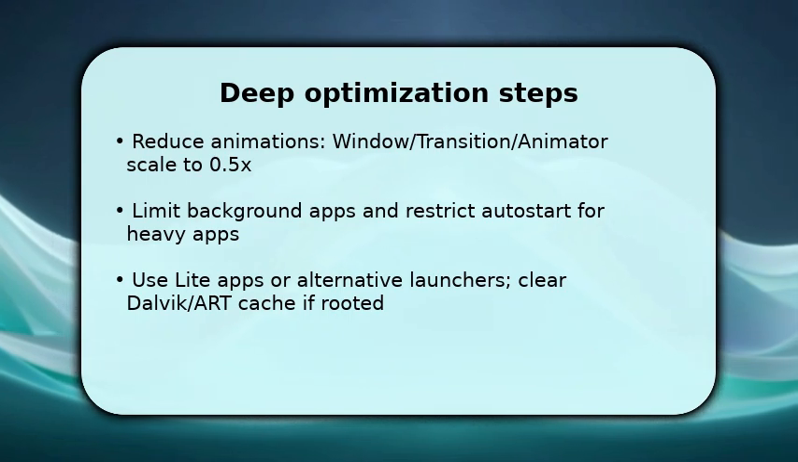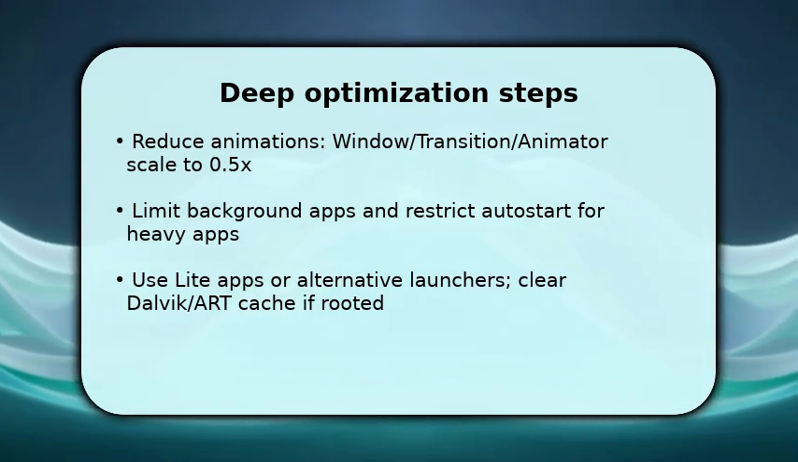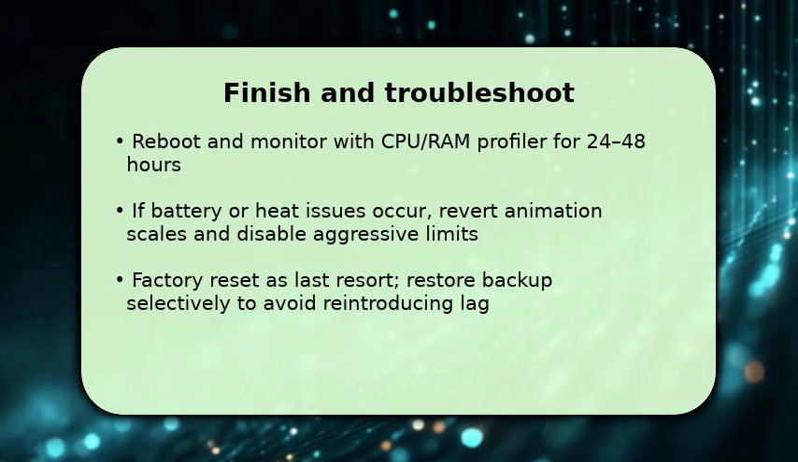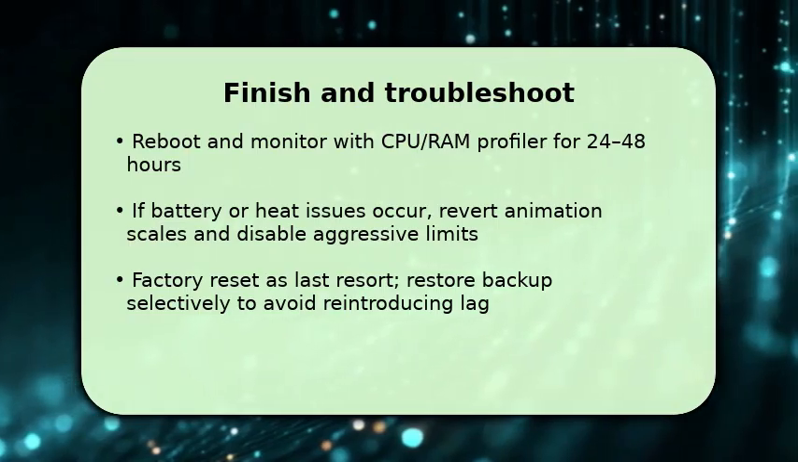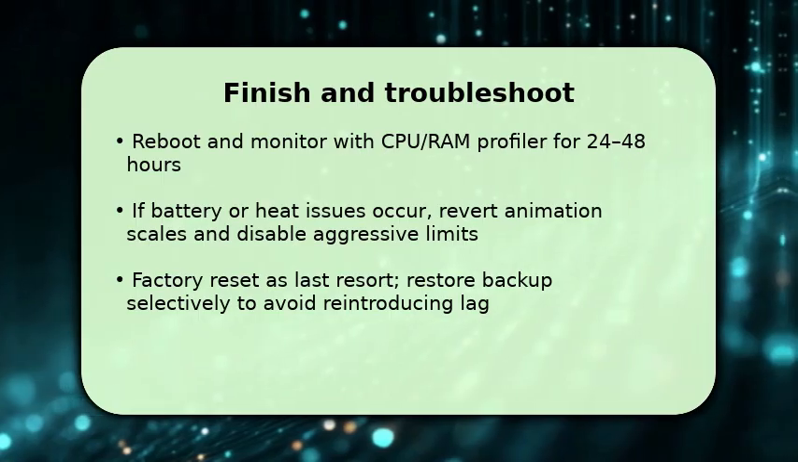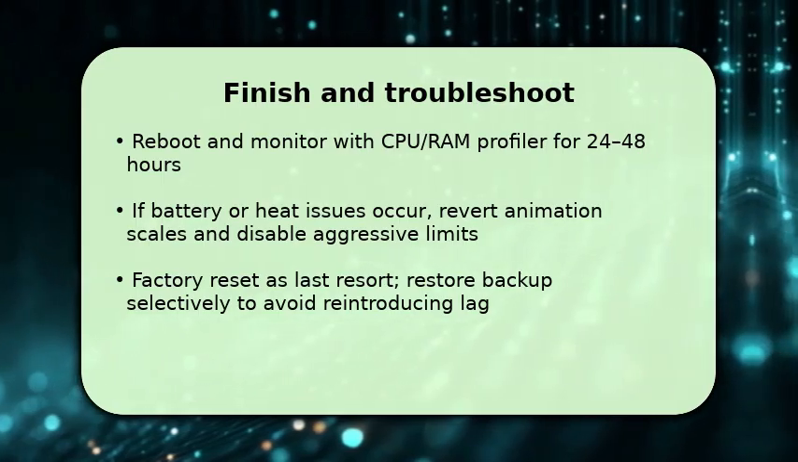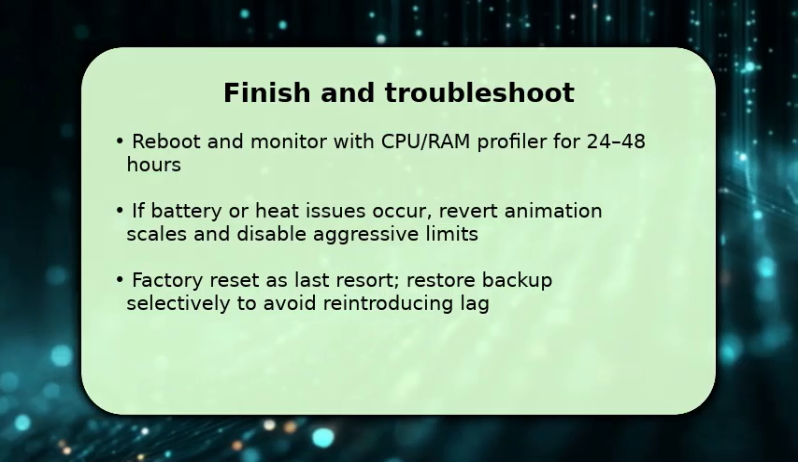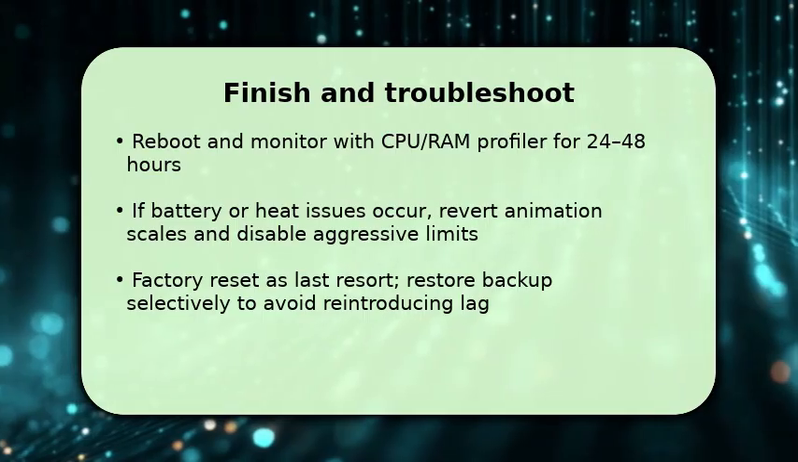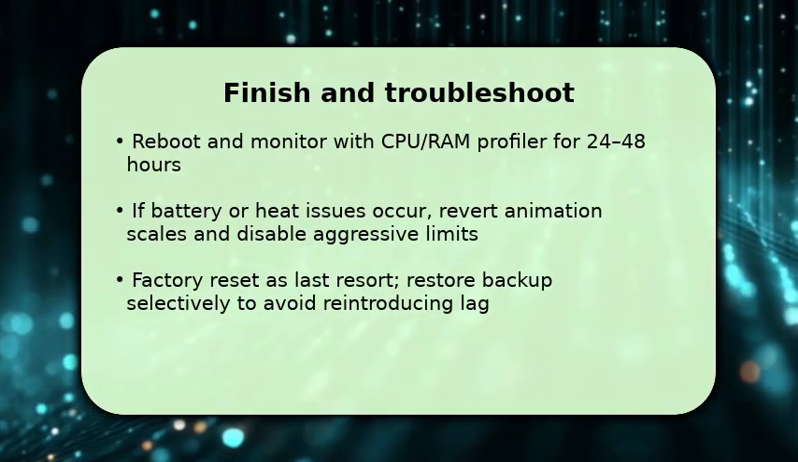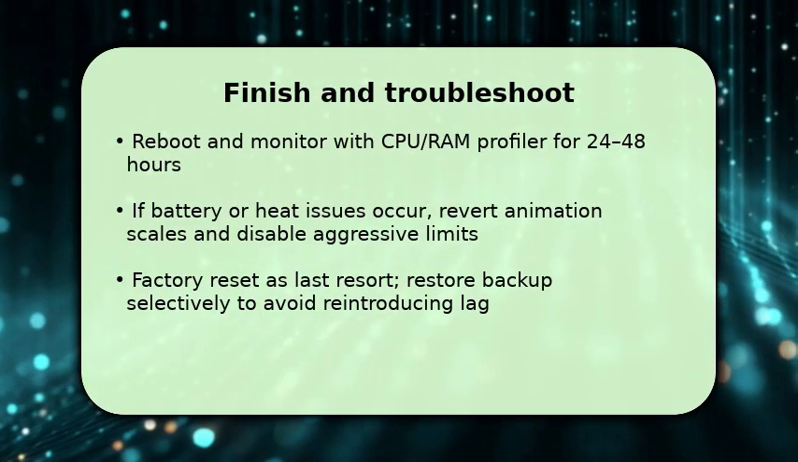To finish, reboot the phone and observe performance over the next 24 to 48 hours while using a CPU/RAM profiler or system UI tuner to watch spikes. Once satisfied, keep background limits that work and reinstall only necessary apps. If you see excessive battery drain or overheating, revert the animation scales to 1x and disable aggressive app restrictions. Those can force frequent wake-ups.